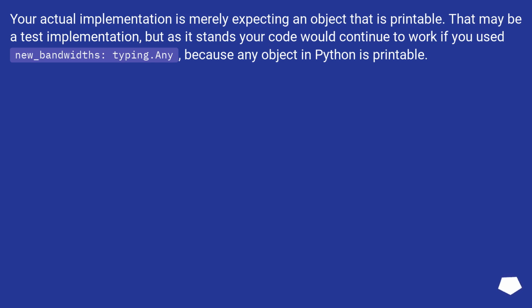Your actual implementation is merely expecting an object that is printable. That may be a test implementation, but as it stands your code would continue to work if you use new_bandwidths_column: typing.Any, because any object in Python is printable.